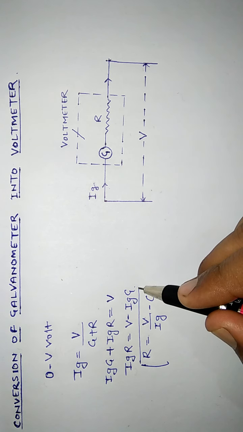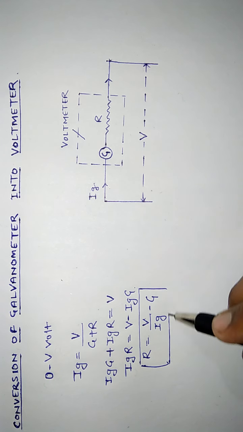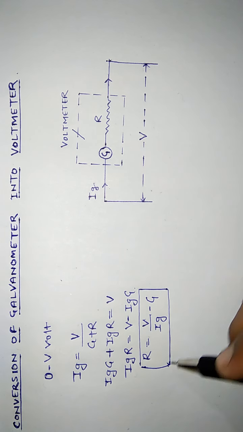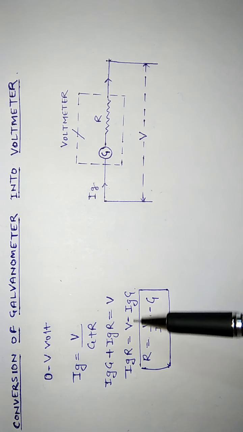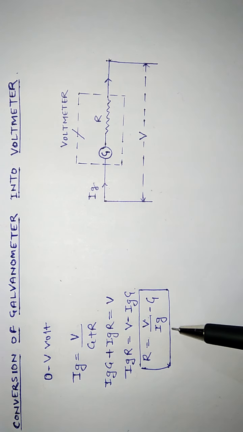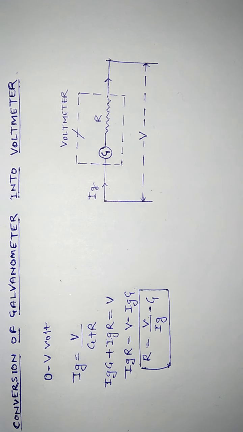This is the formula for calculating the resistance which we will connect in series with the galvanometer. By knowing the value of V, potential difference, and the current and the galvanometer resistance, we can calculate the value of R.